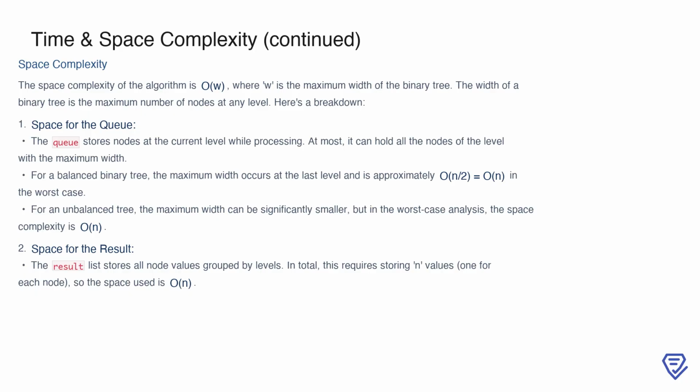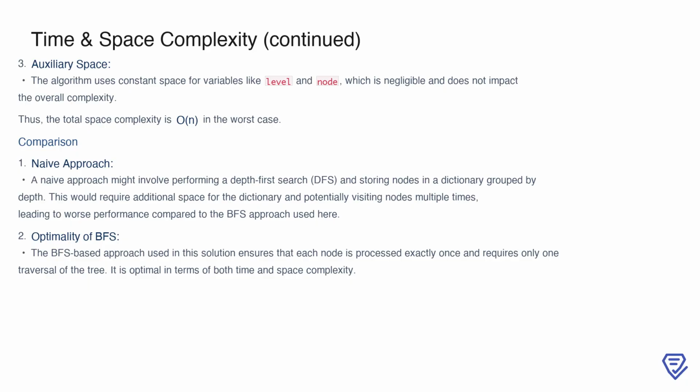Additionally, the result list stores all node values grouped by their levels. Since there are n nodes in the tree, the space required for the result list is also O(n). Thus, the total space complexity is determined by the larger of these two factors, which is O(n) in the worst case. The algorithm also uses a small amount of auxiliary space for variables such as level and node. These require constant space and are negligible compared to the space used for the queue and result list. As a result, they do not affect the overall space complexity.